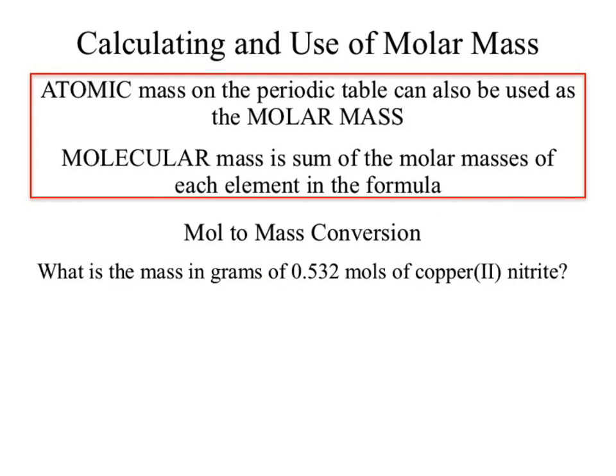Okay? So let's try a different question. What is the mass in grams of 0.532 moles of copper 2 nitrite? How did this question become slightly more difficult? If we go through and take a look at this, I'm being asked to solve for grams, and I am given moles. So I've already made a mistake.